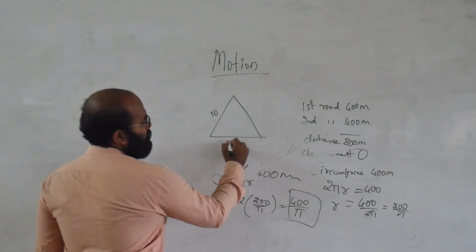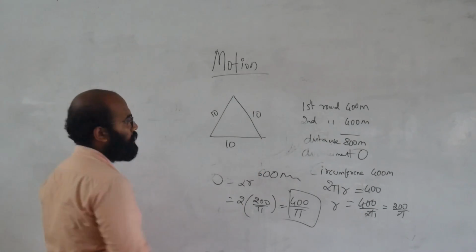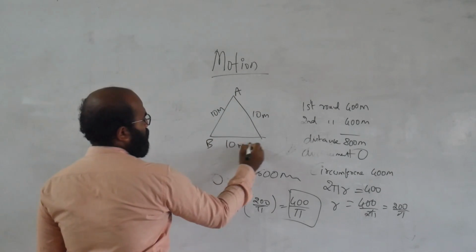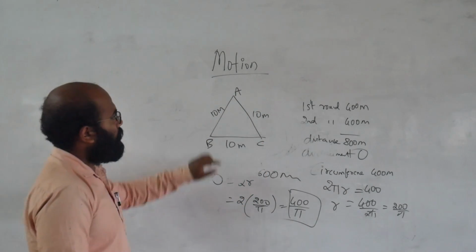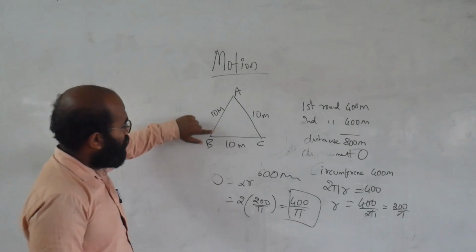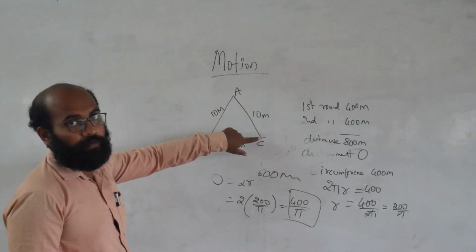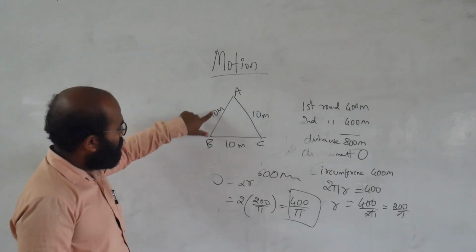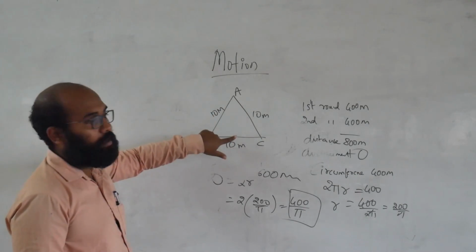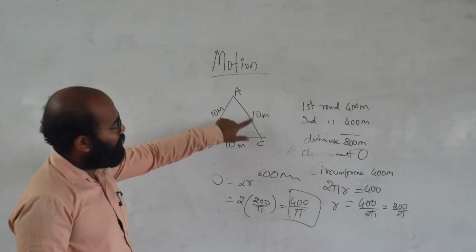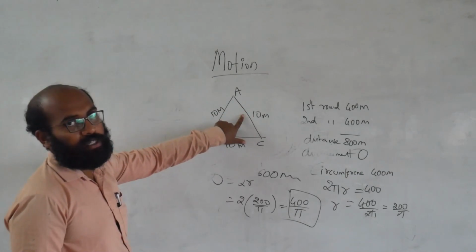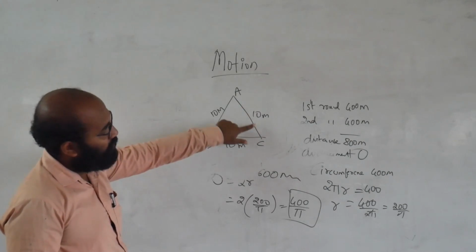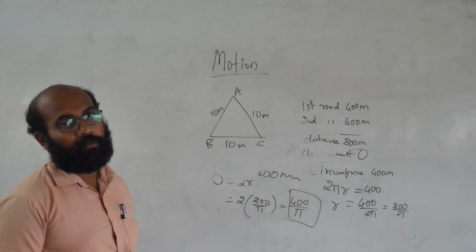If this is 10, this will also be 10 and this will also be 10. So if I take 10 meters, 10 meters, 10 meters, A, B, C. If I start from A to B and then go to C, the distance will be 20, because this is the distance traveled. But the displacement, from the initial point to the final point, will be the shortest distance. So displacement will be, I need to calculate, this will be the displacement, that is 10 meters.